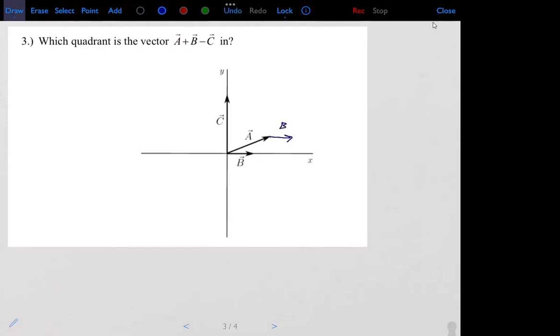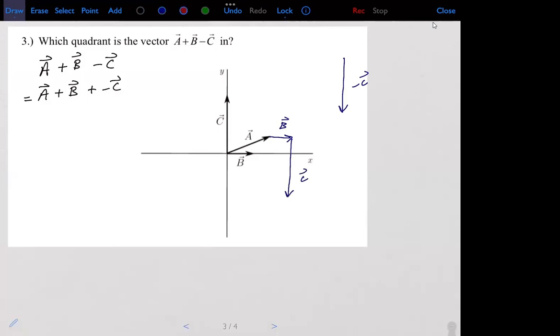This is B. And then if I want to add, remember, A plus B minus C is the same as A plus B plus negative C. And negative C, if this is C pointing up, then negative C will have the same length but point down, right? It'll look something like this. So I move the tail of negative C to the tip of B, because I'm adding all these. It'll look something like this.